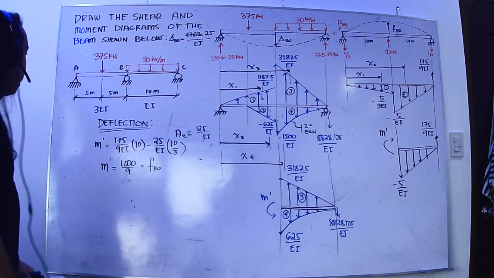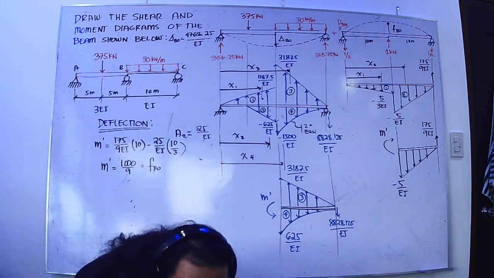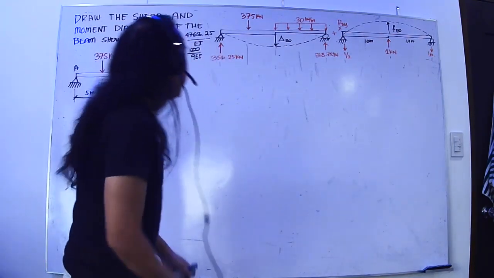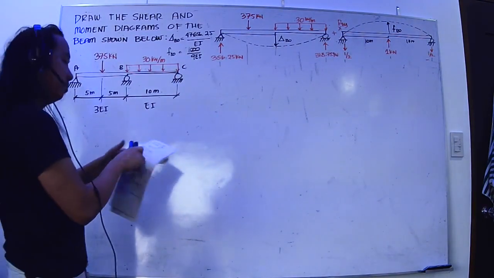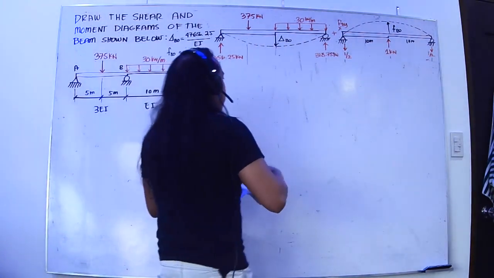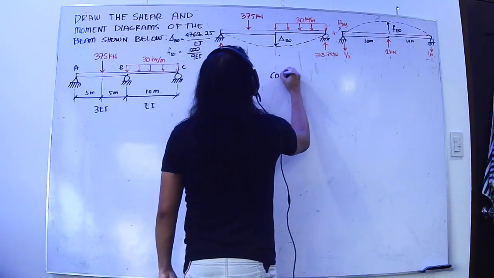I'd like to erase this. Okay. So, we have our deflections now, right? We go back to our compatibility equations now, okay?